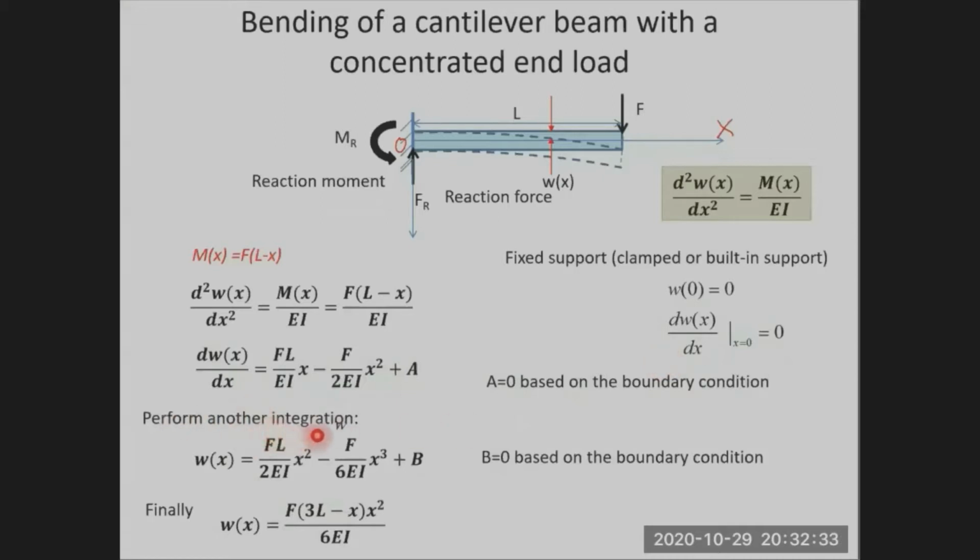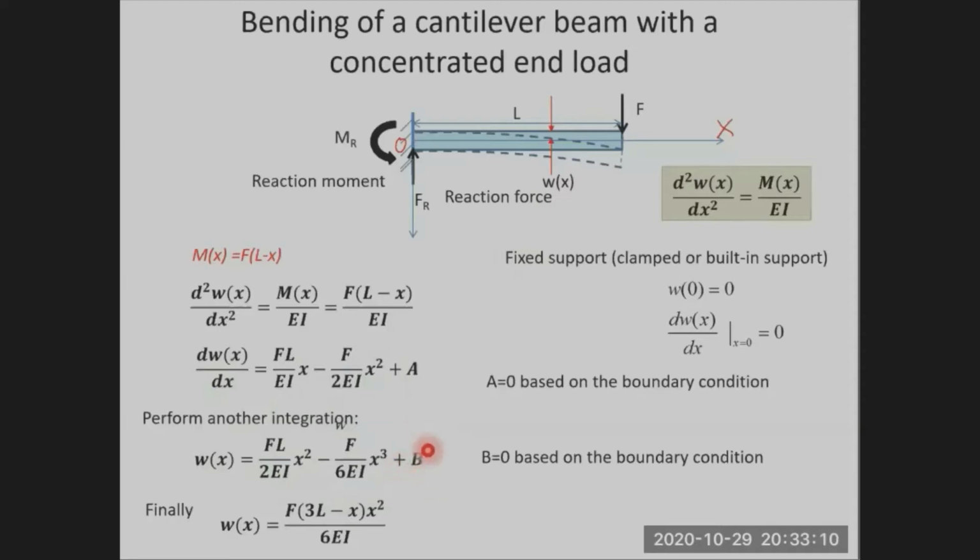Then we perform another integration. So the left side becomes w, the displacement, that's what we want to calculate. And the FL over 2EI x squared, x becomes x squared and this x squared becomes x cubed. So it's F over 6EI. After integration, we need to have 1 over 3, and 3 times 2 is 6. And the x cubed, plus B, another integration constant.